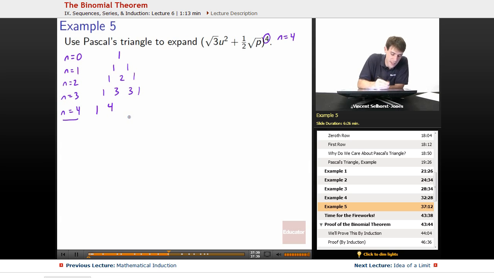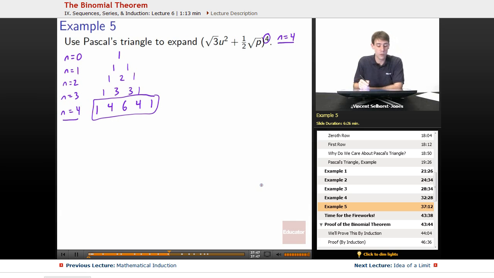3 plus 3 is 6. 3 plus 1, 4, and 1. Great. So that's the row that we will actually wind up using because our n equals 4. So that we don't wind up getting cramped, I'm not going to write here. I'm going to do the expansion down here.